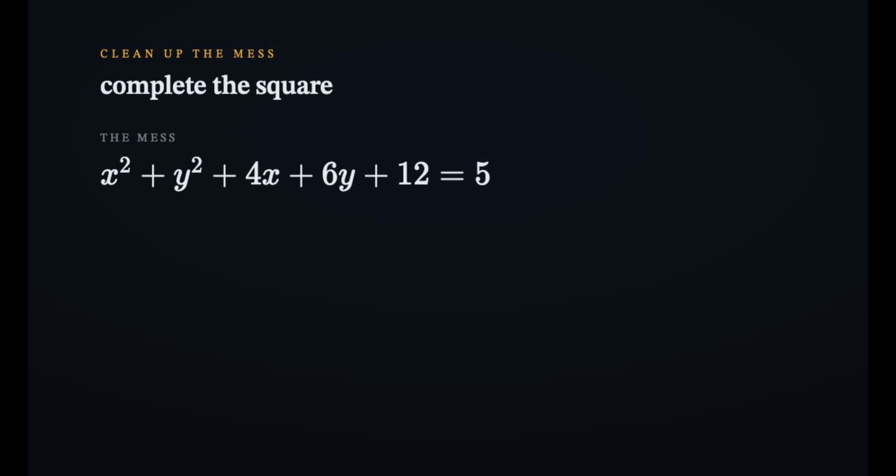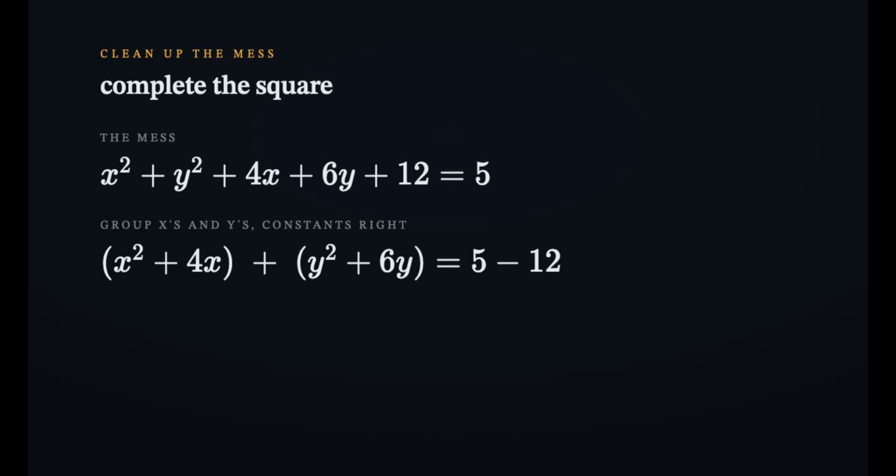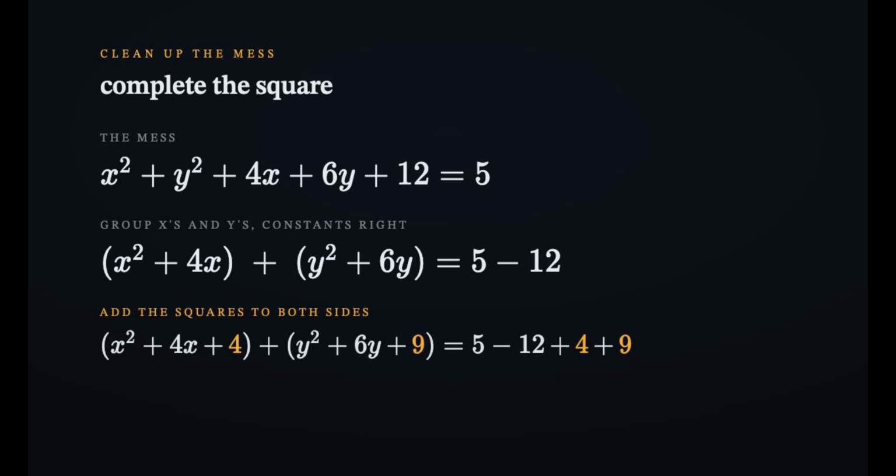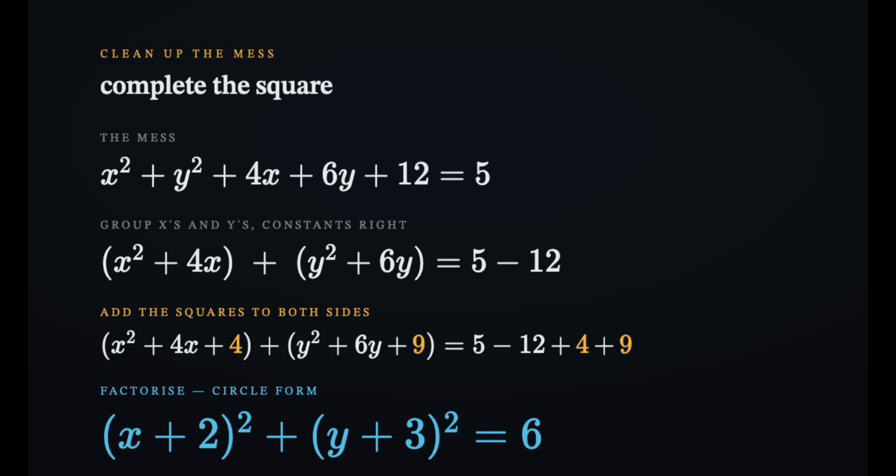Let's move all the constants to one side and group the terms with x and the terms with y together. X squared plus 4x plus y squared plus 6y equals 5 minus 12. That looks nicer. Now let's complete the square. We'll add 4 and 9 to both sides. X squared plus 4x plus 4 plus y squared plus 6y plus 9 equals 5 minus 12 plus 4 plus 9. Now let's factorize. (x plus 2) squared plus (y plus 3) squared equals 6.